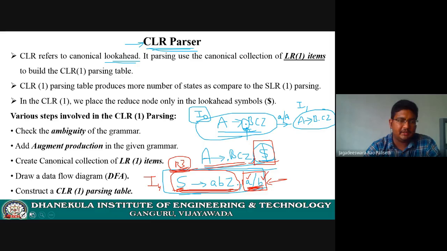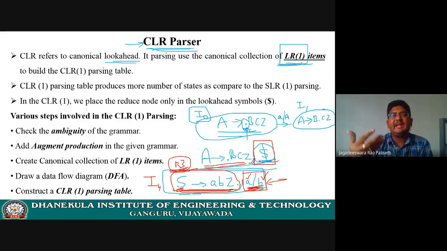So come to the point I mentioned here. What are the item sets? In SLR or LR(0), the item sets are nothing but LR(0). But here in CLR, the item sets are called LR(1). Why they are called LR(1) is because we are adding a lookahead symbol. That's why the way of creating item sets in CLR is different from LR(0). Am I clear now? Because here we are going to add the lookahead.